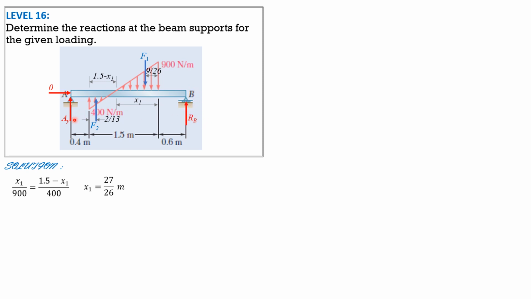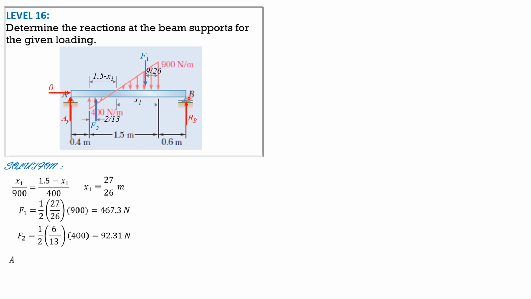So summation, let's solve for F1. F1 is 1/2 of x1 times 900. So 1/2 of 27 over 26 times 900 is 467.3 newtons. F2 is 1/2 of 6 over 13 times 400, and it is upward. So 1/2 of 6 over 13, 1.5 minus x1 is 6 over 13, times 400 is 92.31 newtons.